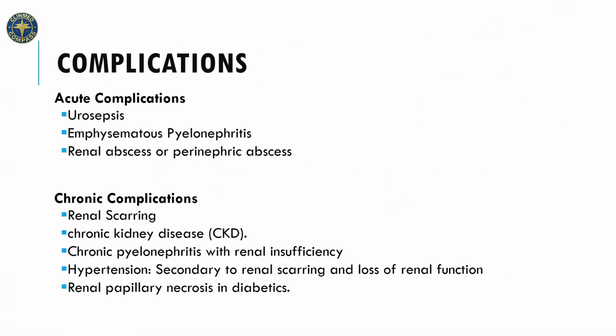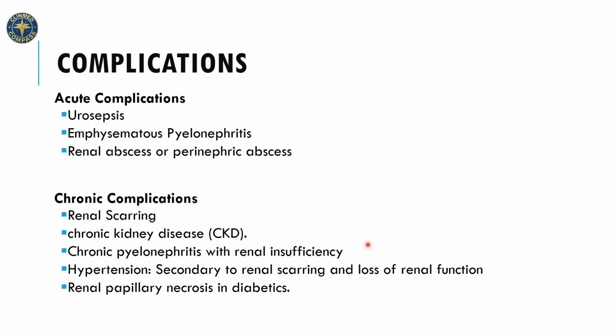Now let's look at the complications of UTI. Untreated or severe UTIs can lead to serious complications. Acute complications include urosepsis, a life-threatening systemic infection, emphysematous pyelonephritis, a gas-forming necrotizing infection of the kidneys, and renal or perinephric abscesses, which may require drainage.